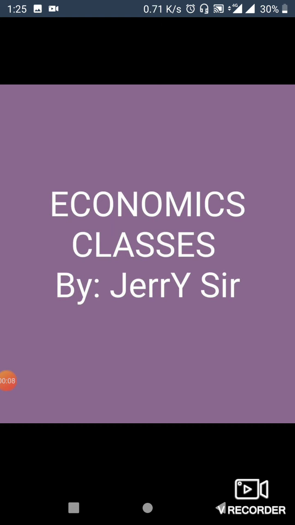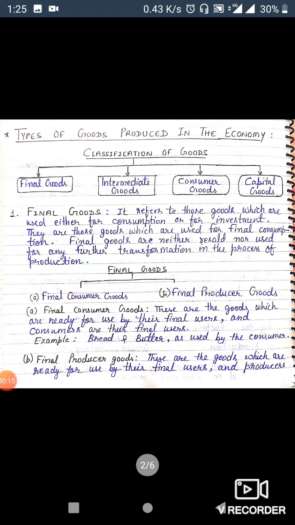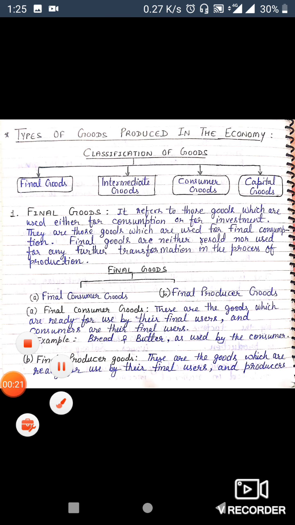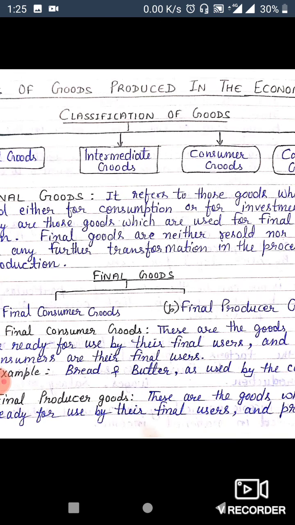Today we are going to learn about types of goods produced in the economy. In our previous video, we learned about normal resident and citizenship. Today, we will learn about types of goods produced in the economy. First, you see final goods, intermediate goods, consumer goods, capital goods. These are the four types of goods which are produced in the economy. And today first we are going to talk about final goods.